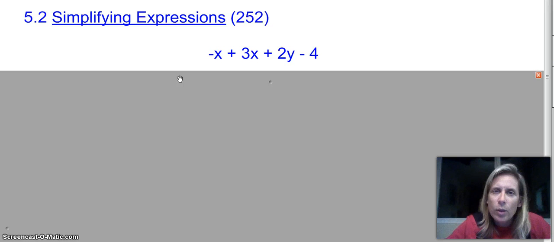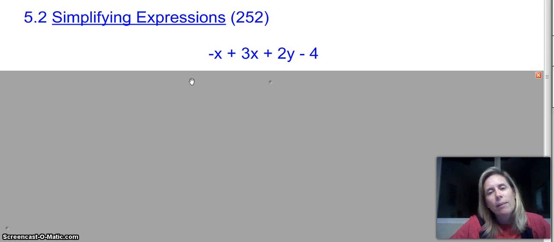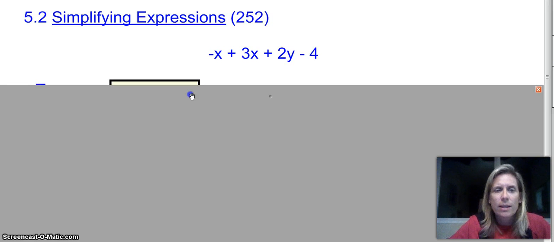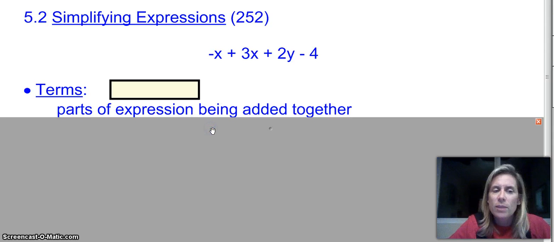Be sure to pause the video when you need to take down some notes or try a sample, and you can come back and press play. As we look at this first expression, remember, it's called that because it does not have an equal sign, right? As we look at it, how many terms does this expression have? I'm hoping that you can see there are 1, 2, 3, 4 different things being added together. The definition of terms is parts of the expression being added together.